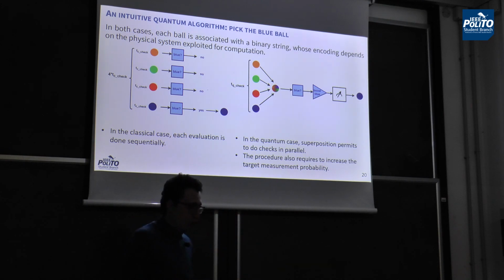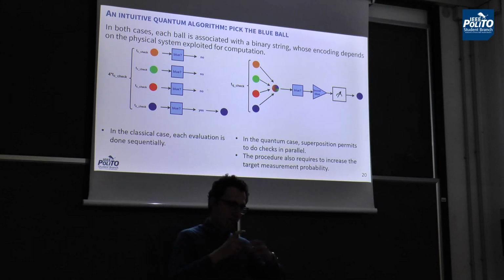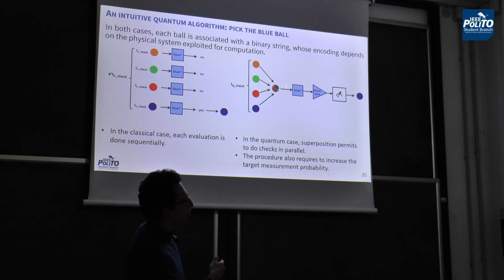In a quantum case, what can we do? We can create a superposition of states associated with these colors. Here you can see the superposition principle with a visual notation. We can clearly see that we have a unique ball with distinguishable colors, because superposition also implies distinguishability between states.